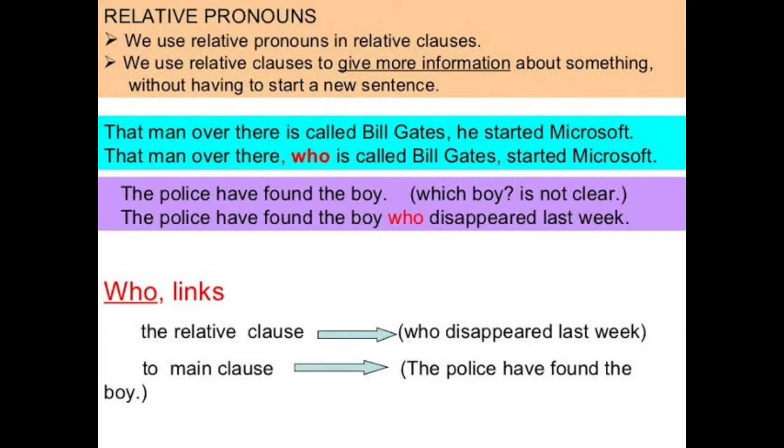Which is the main clause here, children? Yes, that man over there. Before who, what are the things there? That is the main clause, children. So, the relative pronoun who connects and links the relative clause as well as the main clause, children. So, the relative pronoun is a pronoun that connects the relative clause as well as the main clause. Now, are you clear about this, children?